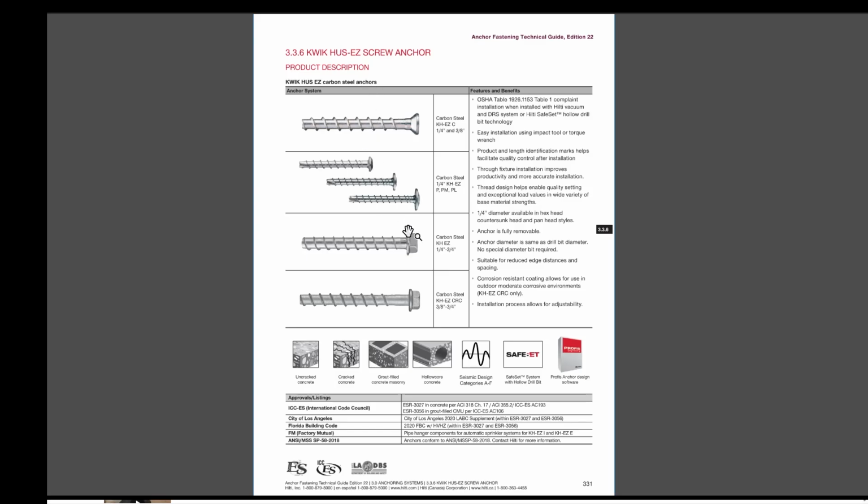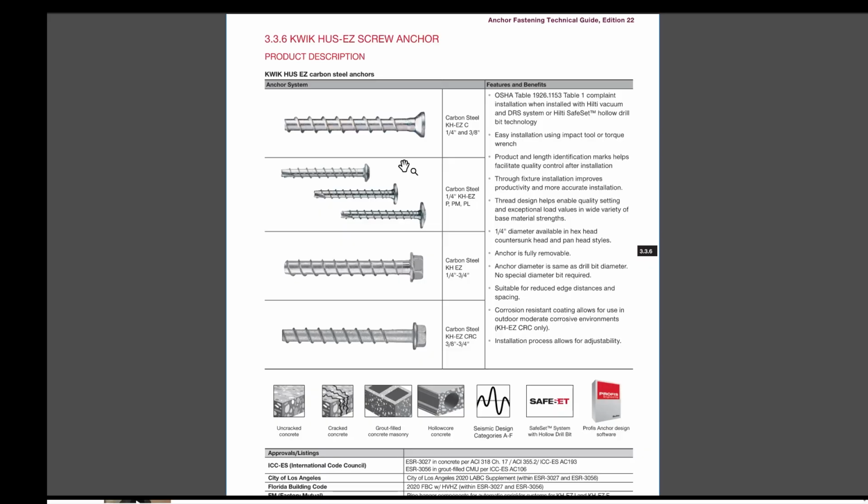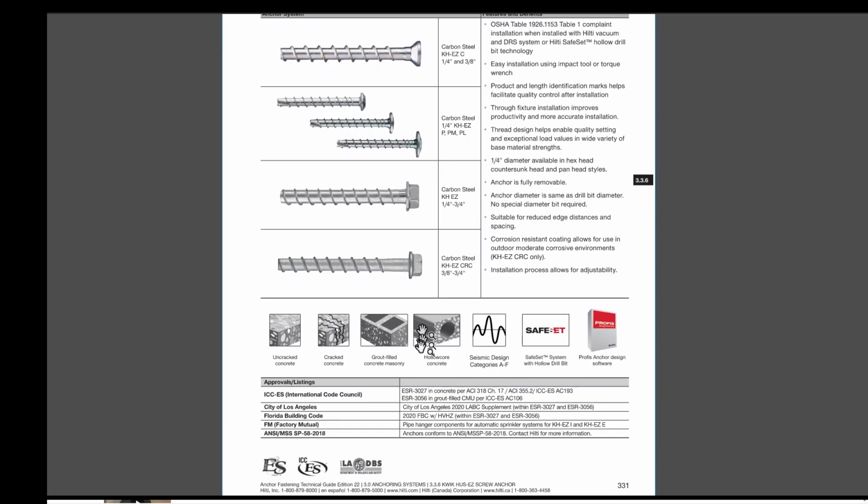The next mechanical anchor is HUS-EZ screw anchor. These screw anchors are shown with hex head, countersunk head, and pan head style, which can be used in hollow core concrete, grout filled masonry, and in uncracked and cracked concrete.